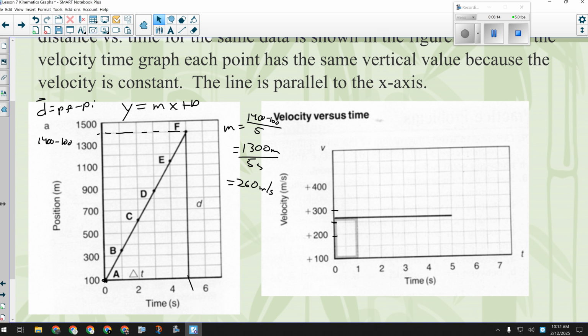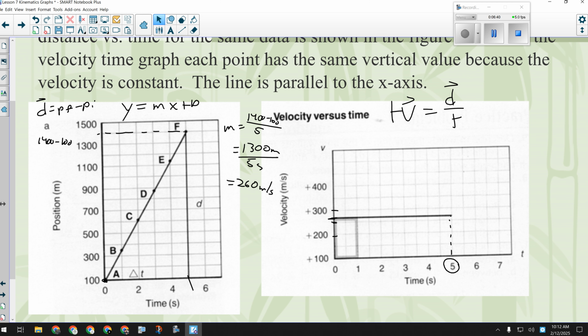If I use this formula here, V equals D over T, I could solve for D. I just multiply both sides by T. On this graph, I can read the time, 5 seconds. I can read the velocity, 260 meters per second. I can absolutely calculate the displacement on that graph. Very differently than the first graph, but I can still do it.